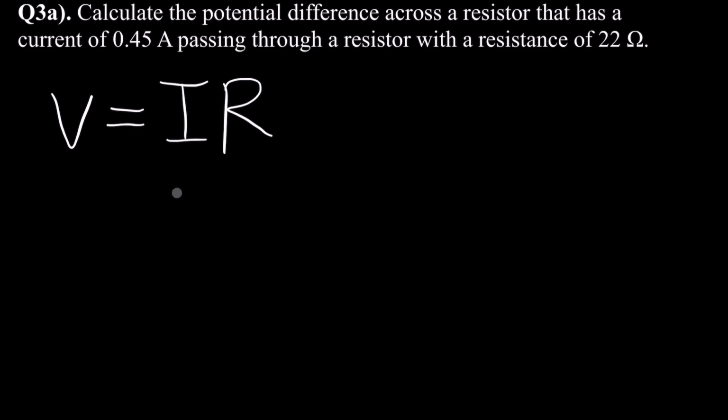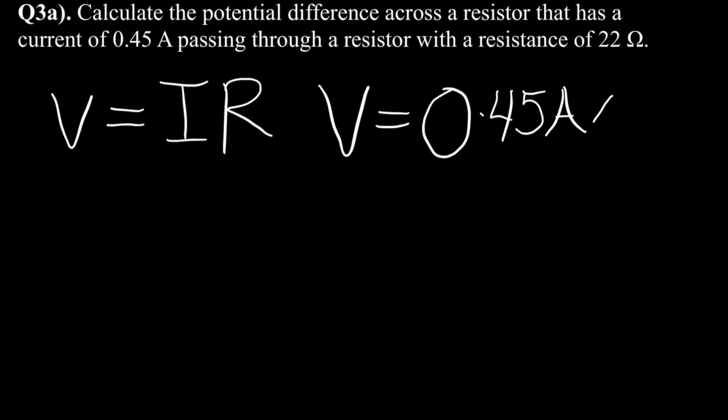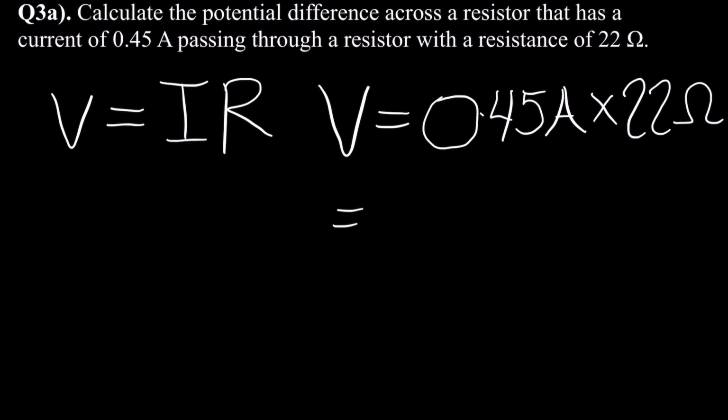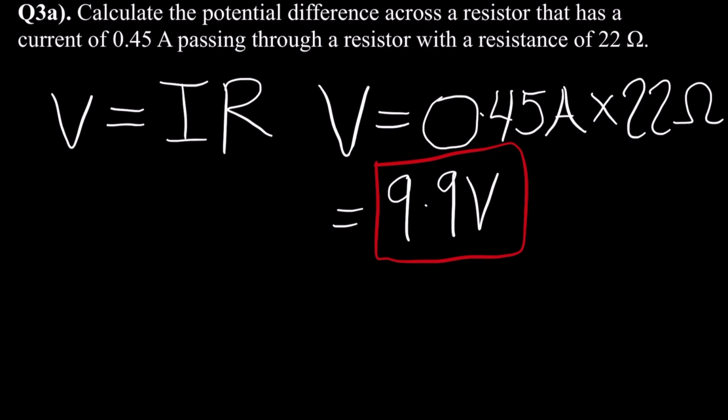Now since we have been told to find the potential difference, we don't need to rearrange this equation, so we can just leave it as it is. All we need to do is substitute 0.45 amps and 22 ohms into this equation here. So we get V equals 0.45 amps times 22 ohms, and the answer to this is 9.9 volts. And this is the final answer to question 3 part A.